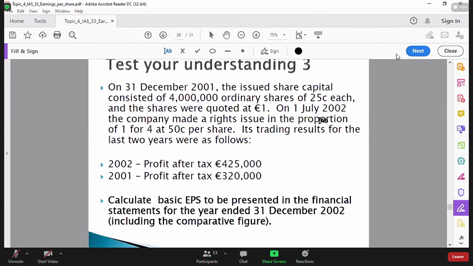4722. So now number 4, EPS 2002 is equivalent to the profit after tax, which is 425,000 divided by 4722. I think if the answer is slightly off, it is because of the decimal places. But it will not be marked wrong. How much then?